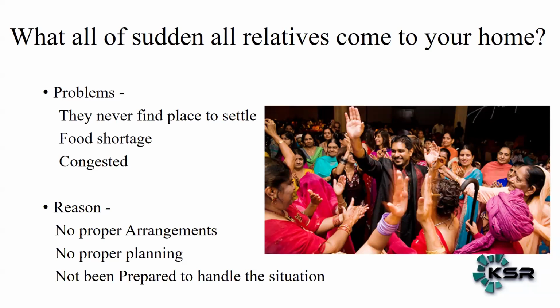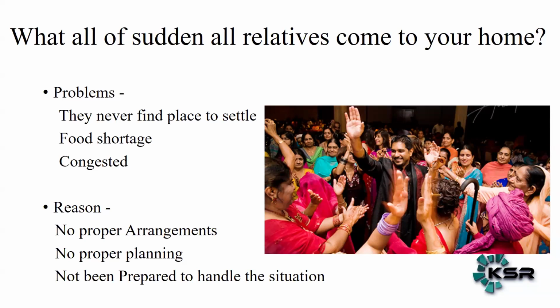I was not prepared. I thought only one family would come, and suddenly 8 to 9 families came, and we have around 40 people. What will happen? Food shortage, very congested, right? And they will never find a place. Everything will be packed. So it's very hard for us to sit and talk also. But these are the problems. And you know what is the main reason for it? I was not prepared. I didn't know that all 40 would come together.